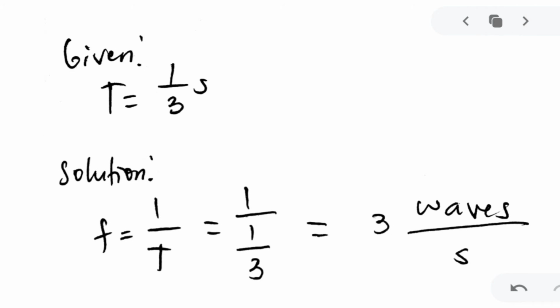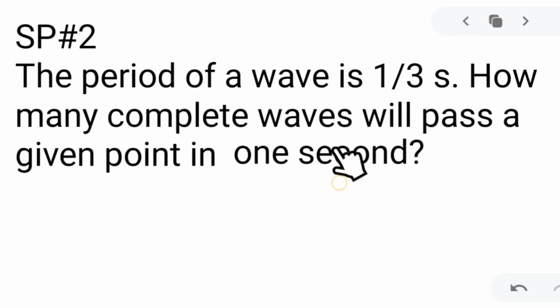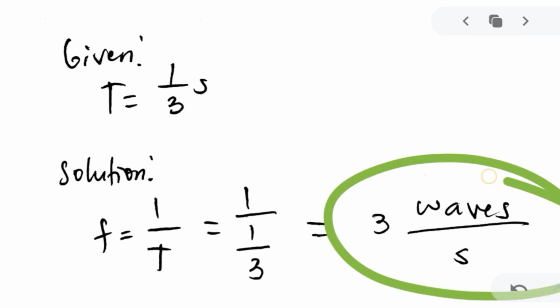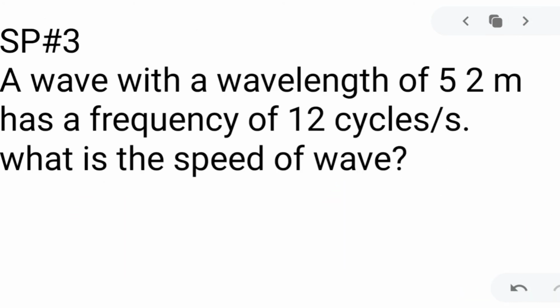To find the frequency, you have here the given period, which is equivalent to 1/3 seconds. And then the solution is frequency is equivalent to 1 over the period, which is equal to the unit of time of 1, that is constant, over 1/3, which is the period. And then perform that, you will have 3 waves per second, or you can use 3 cycles per second, that is okay as well. But here I am using again waves per second as the unit for the frequency.